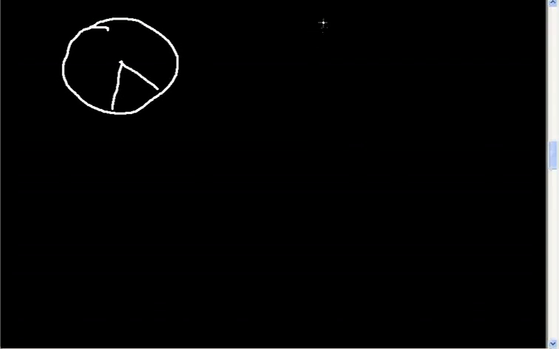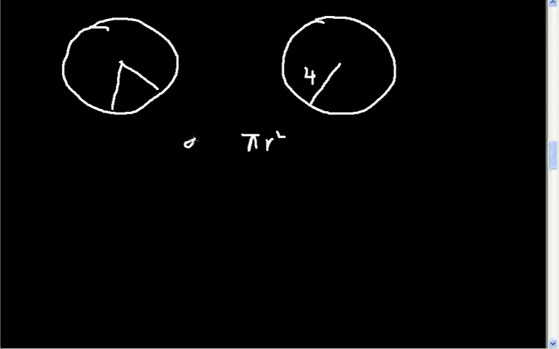Now you know how to work out the whole area of a circle if I give you its radius. So if I say this is 4 units, you would straight away know what to do. It's pi r squared for the area of a circle. So that's pi times 16, so it's 16 pi, which is approximately 50.3 square units.